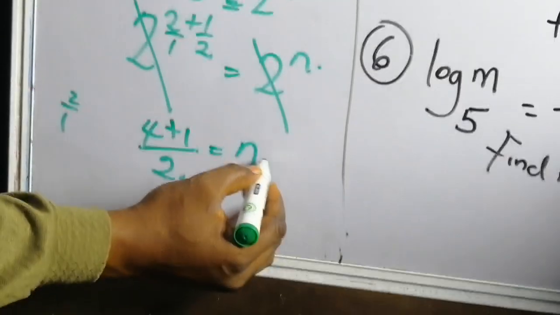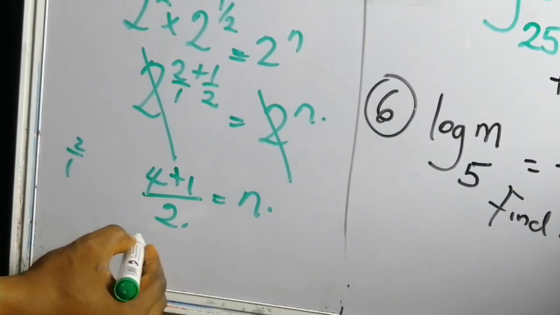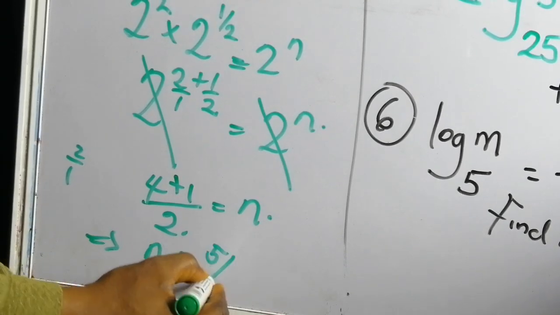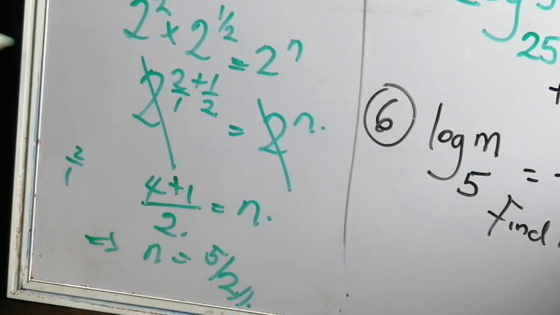1, which is equal to what? n. So this is the same thing as what? That implies that you have n equals what? 5 over 2. It's as simple as that.